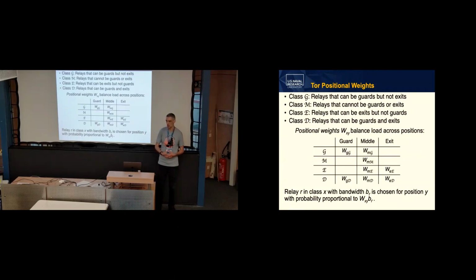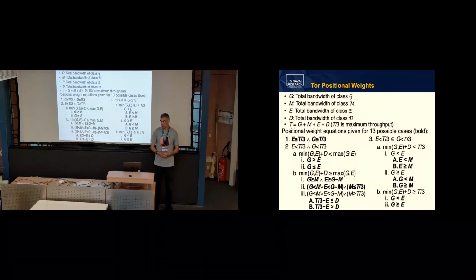And you can see in this table that for the various classes, there are the different weights across the positions. For example, for the class G to be selected in the middle position, that's the W_MG weight. And if there's a blank spot, that means that type of relay can't be selected for that position. So then in the end, clients actually select relays proportional to a product of the positional weight, W_XY, and the bandwidth.